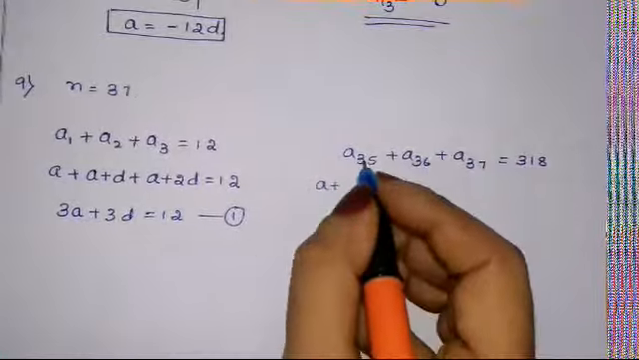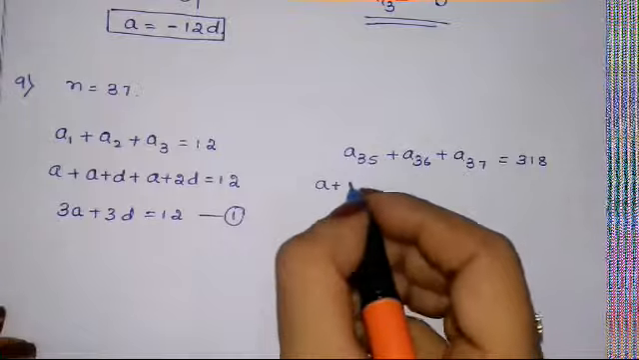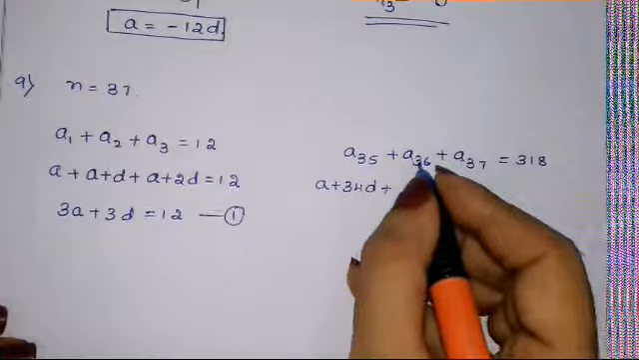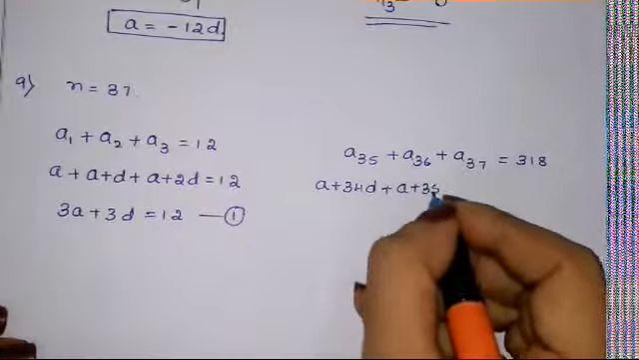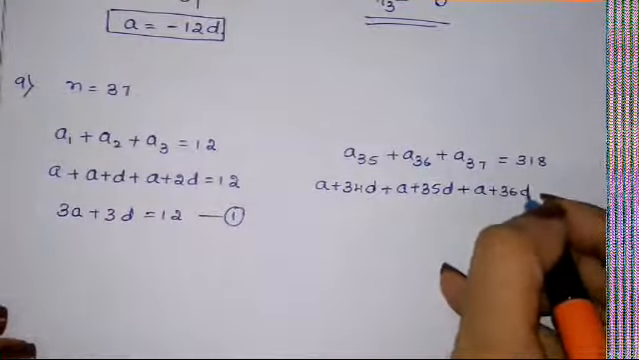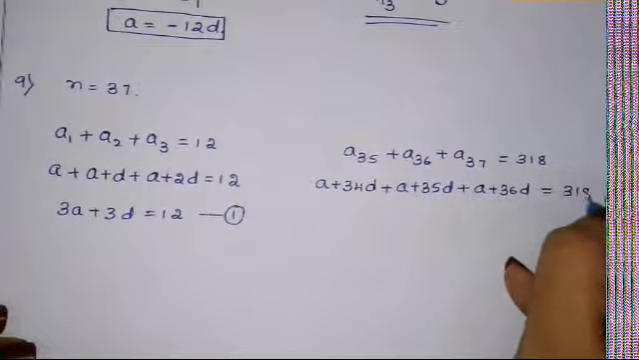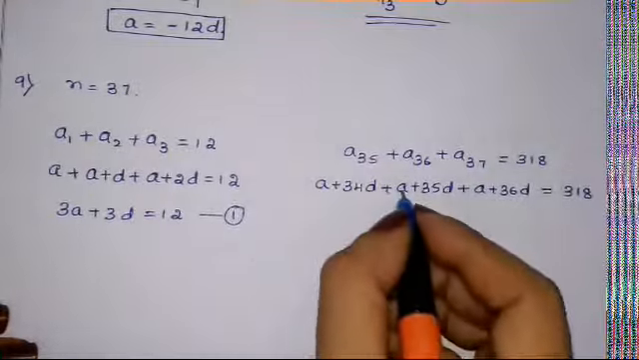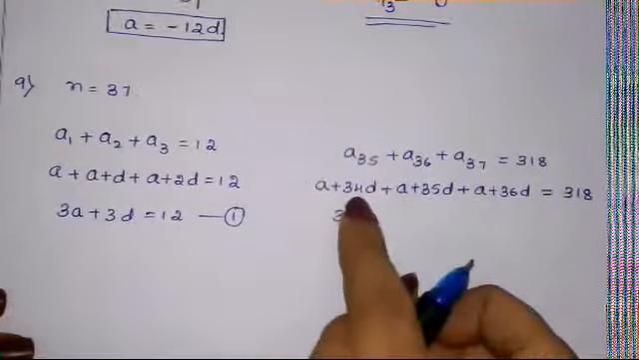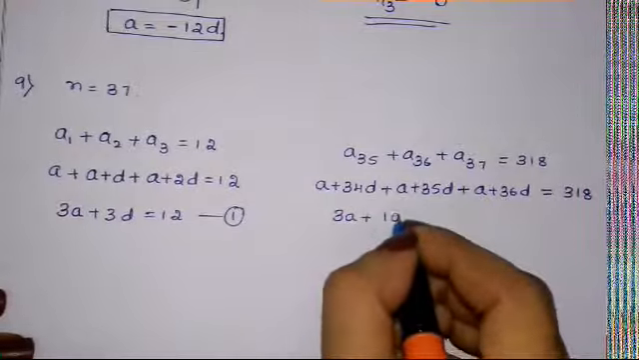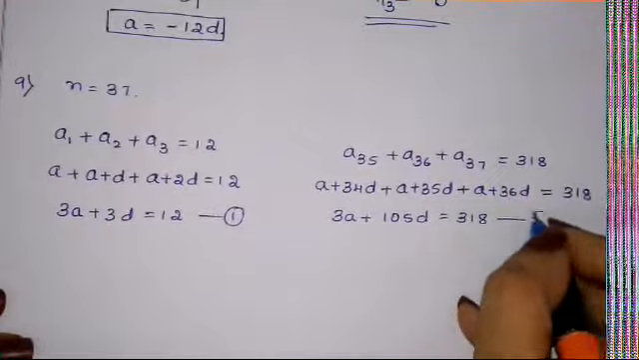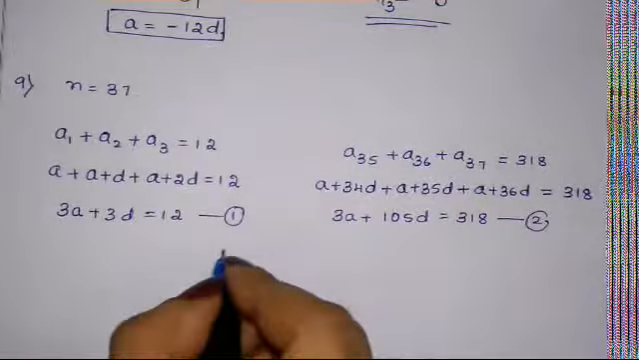Let us see this side. A35 is nothing but A plus 34D, we have to do 1 less always. Plus A36 is A plus 35D, and A37 is A plus 36D, is equal to 318. Now 1A, 2A, 3A: 3A plus 36 plus 35 plus 34 is nothing but 105D is equal to 318. Equation 2.